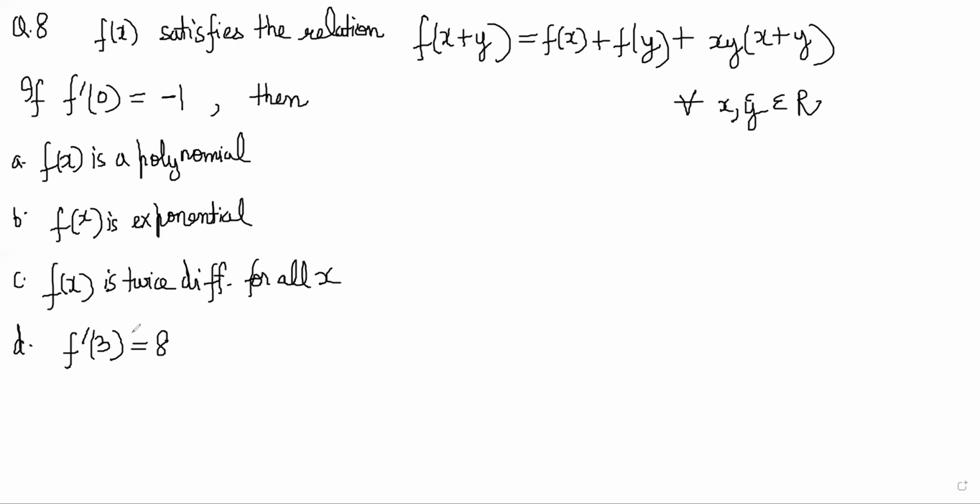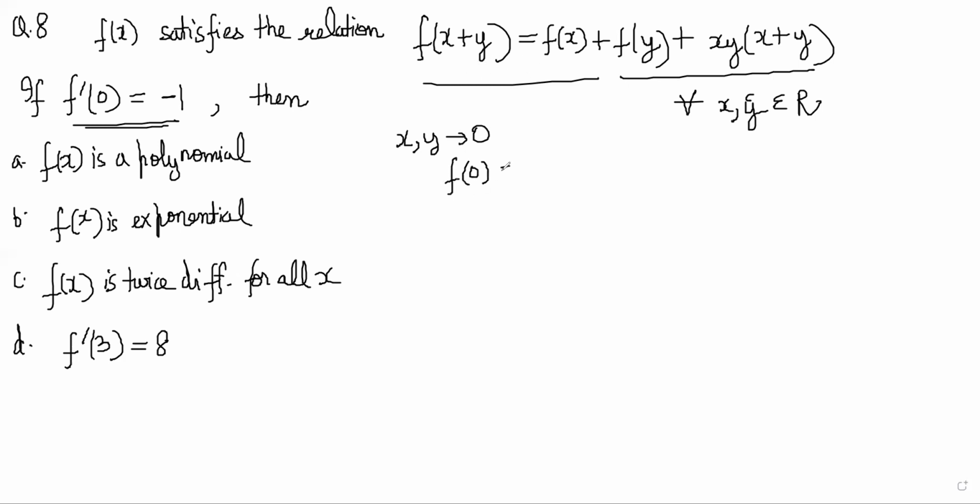So think about this. There are two things given. One relation is given and one value is given. f dash 0 is -1. So tell me your first thoughts. What will you do? We can substitute values for that f of x plus y, right? So what values will you substitute right now? Maybe put x and y as 0, and find out the value of f of 0 from there.